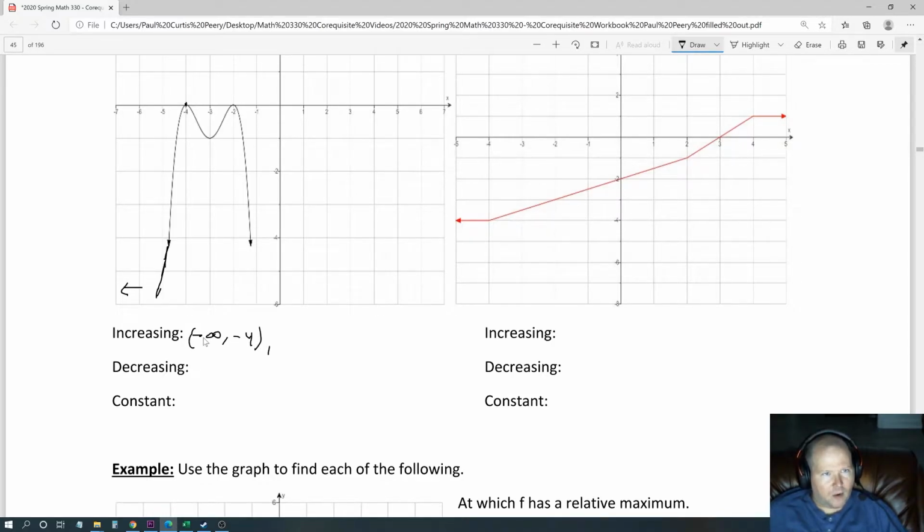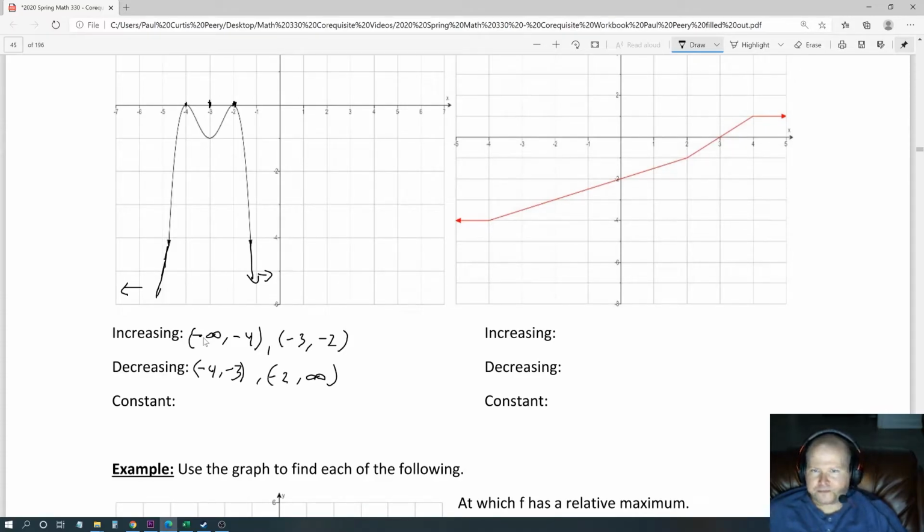Okay. Now, from negative 4 all the way over to negative 3, it's not increasing, it's not constant, but it's decreasing. Then from negative 3 all the way up to negative 2, negative 2 is right here, it looks like it's increasing. And then from negative 2 all the way to positive infinity, it just keeps going to the right forever. From there on, it's going to be decreasing. And it doesn't look like there's any point at which it's really constant.